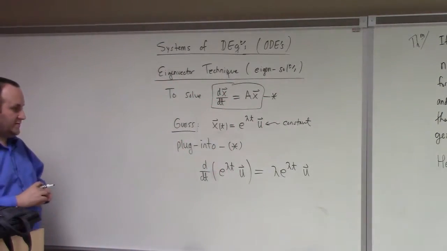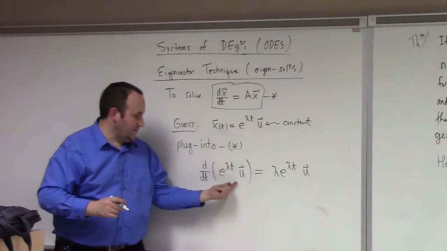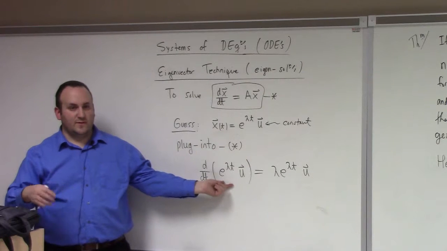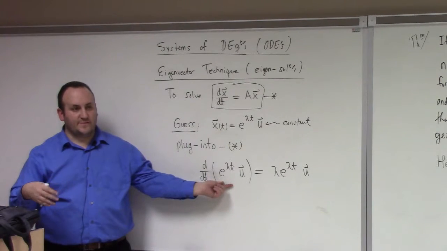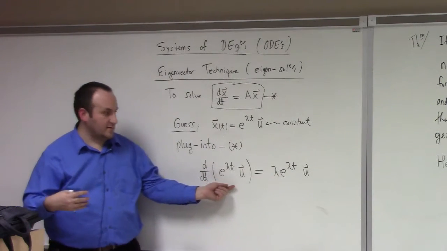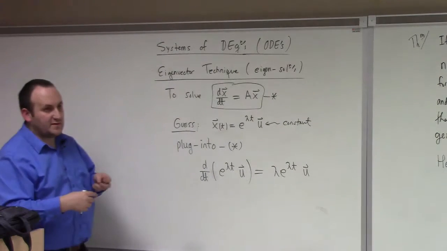Do you see how that works? Basically, e^(λt) differentiates like usual. And if you're differentiating a function times a constant vector, the constant vector just rides along. Maybe you saw this in Calculus 3.